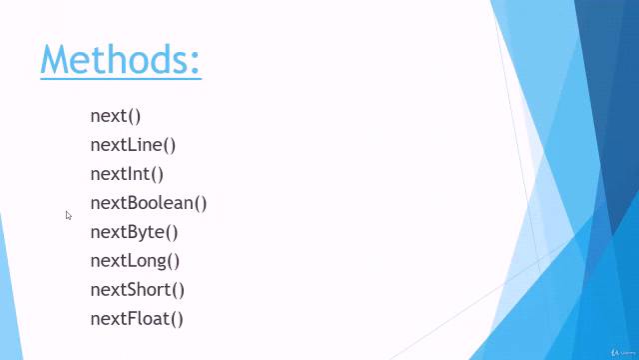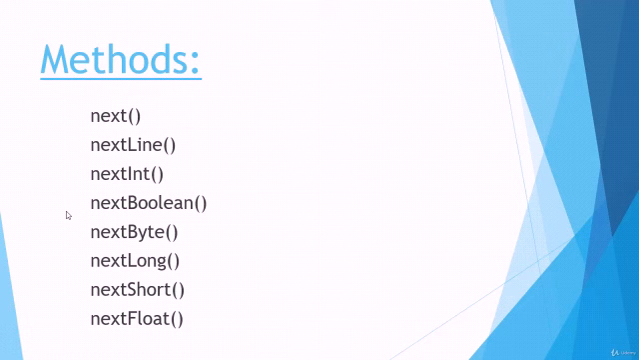Now these are some important methods of the scanner class. You can see here next, nextLine, nextInt, nextBoolean, nextByte, nextLong, nextShort, nextFloat. Now the first method, which is next, is used to read a single word string. For example, "Java is everywhere". The next method will read only "Java". It reads the one word string. And the next one is nextLine, and this method will read the whole line. It reads the complete line string.